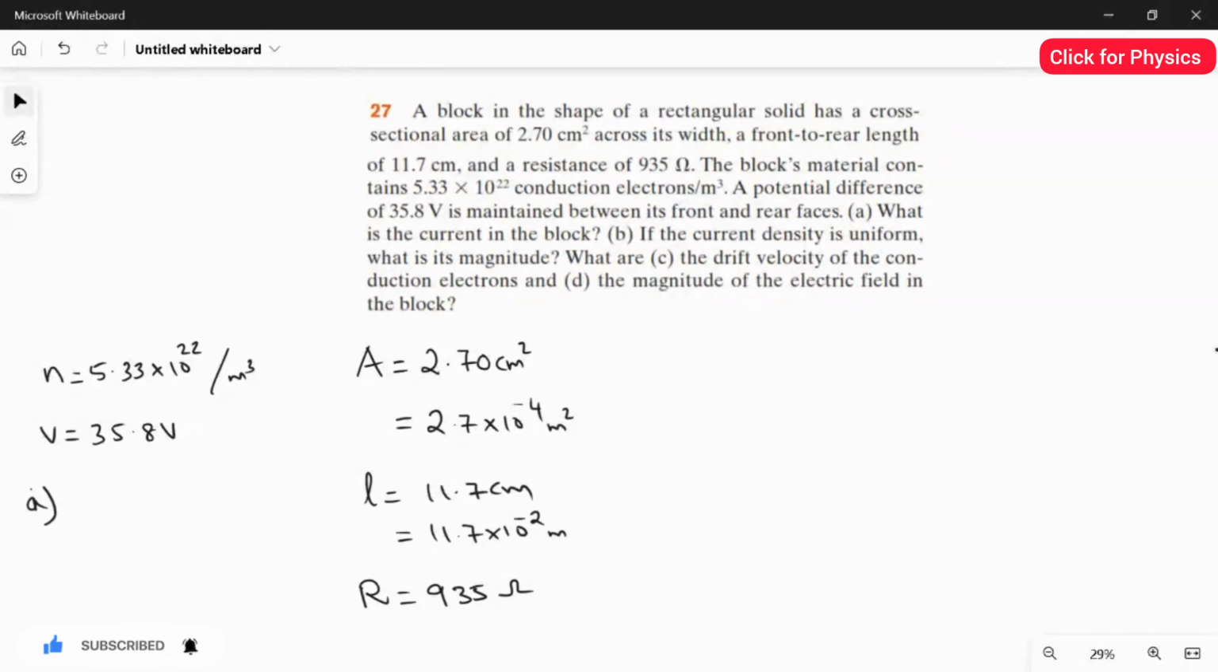So let's just write the information about what we are going to find. In the first question, we are going to find the value of the current. In the second question, we are going to find the value for the current density. And the third question, we are going to find the answer for the drift speed of the conduction electron, which is V suffix D. And in the fourth question, we are going to find the answer for the electric field, which is capital E. So we are going to find the answer for these 4 questions.